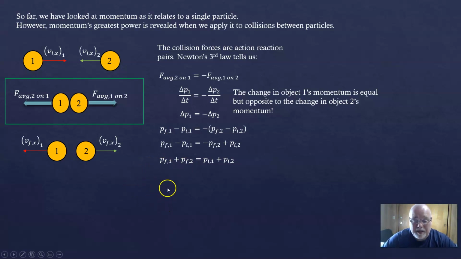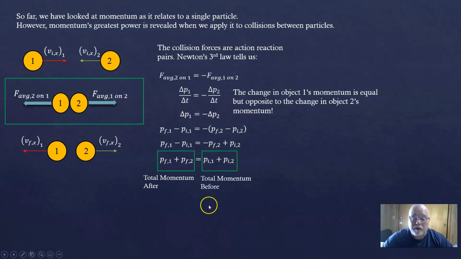But now let's think about this. What is this term right here? If I add the final momentum of object 1 to the final momentum of object 2, what is this? Well, that's just the total momentum that's in my system of particles here, these two objects, after the collision. So this is the sum of all the momenta of those particles. So this term on the left is the total momentum that's present after the collision.